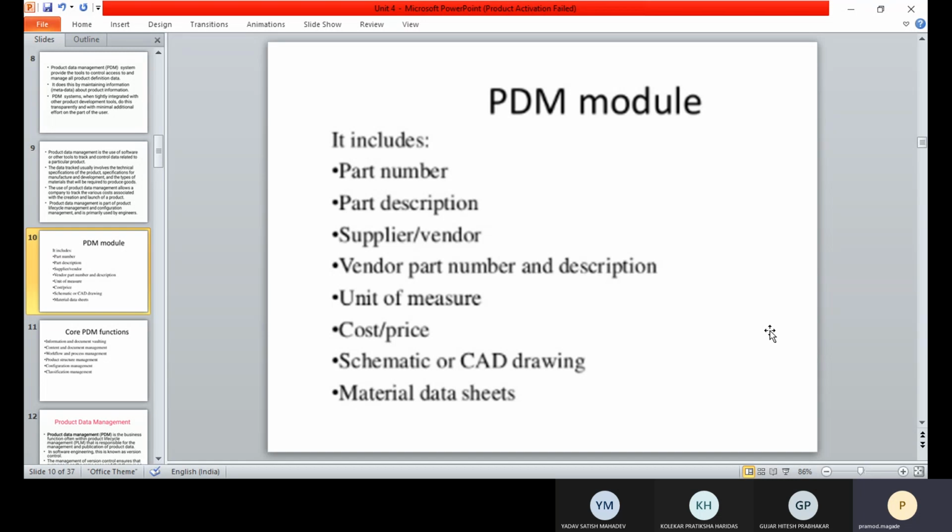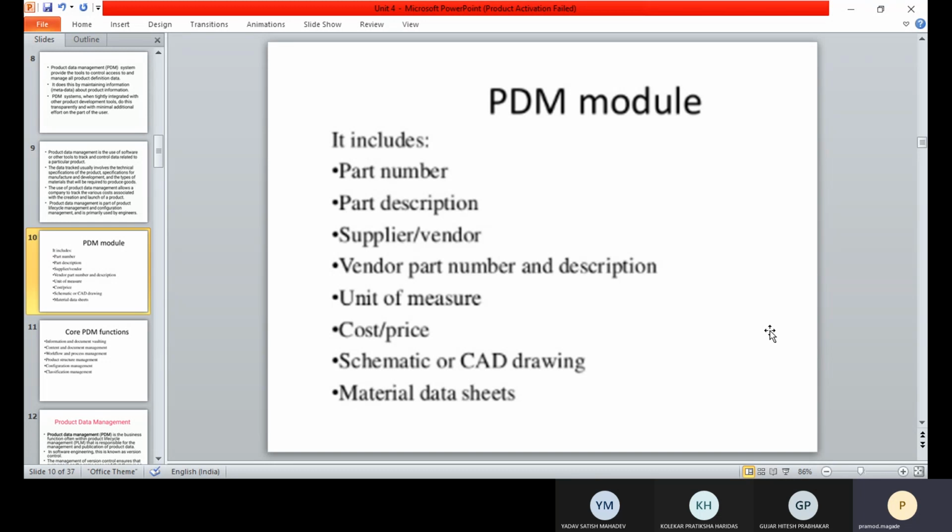After that, unit of measure. What things we have used for the measurement, and the many units we have seen in case of measurement, that is length, height, width, breadth, thickness. So these things we'll have to find out. Then cost per piece, that we'll have to mention over there as per the analysis.